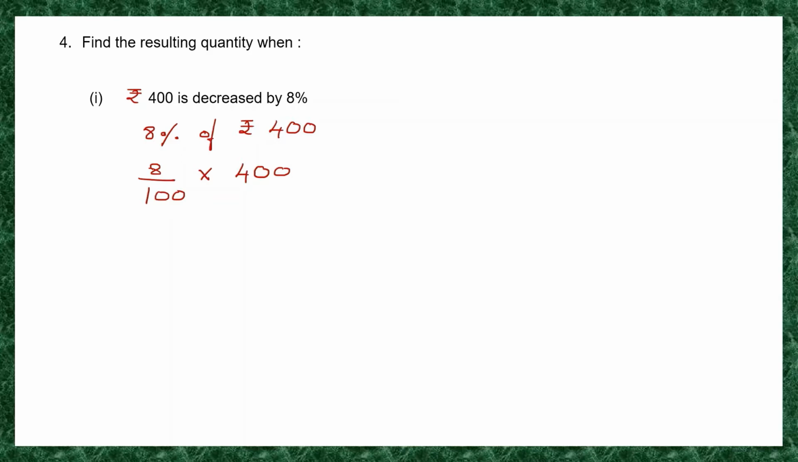Now let's cancel. Cancel these two zeros and zeros here. Now I don't have anything else to cancel. I will multiply my numerators. 8 fours are 32 and denominator is 1. 32 by 1 is 32. That means 8% of 400 rupees is 32 rupees.